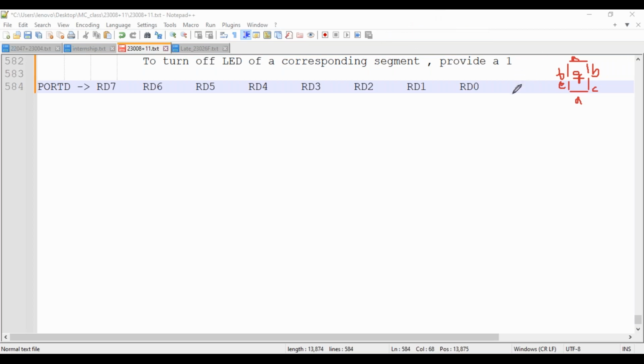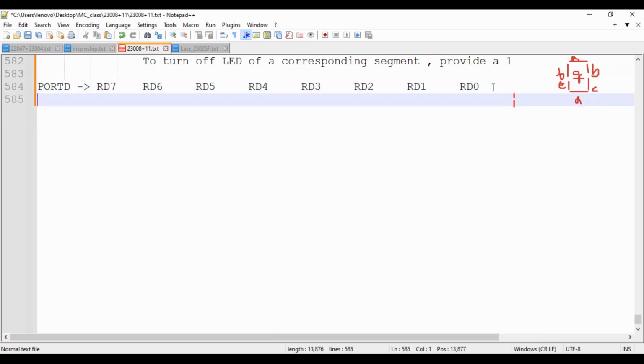I'm going to display 1 something like this. If I have to display 1, what should I be providing here? Which corresponding segments have to be turned on? B and C. And in our case, it's a common cathode configuration. So 1 will be displayed in B and C, and the rest of the segments have to be provided with 0.